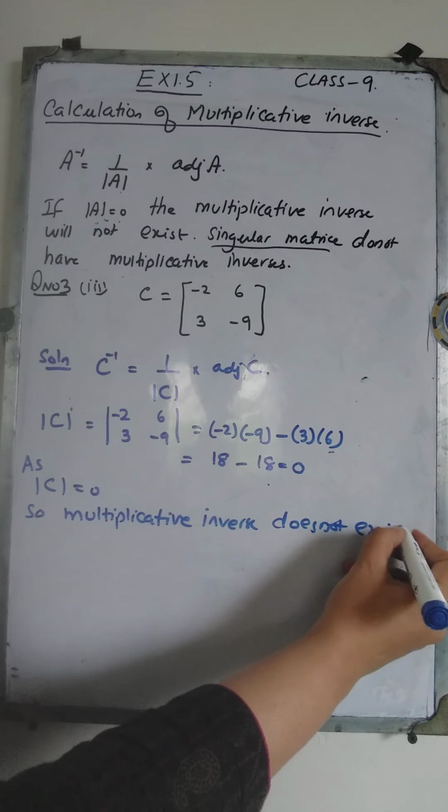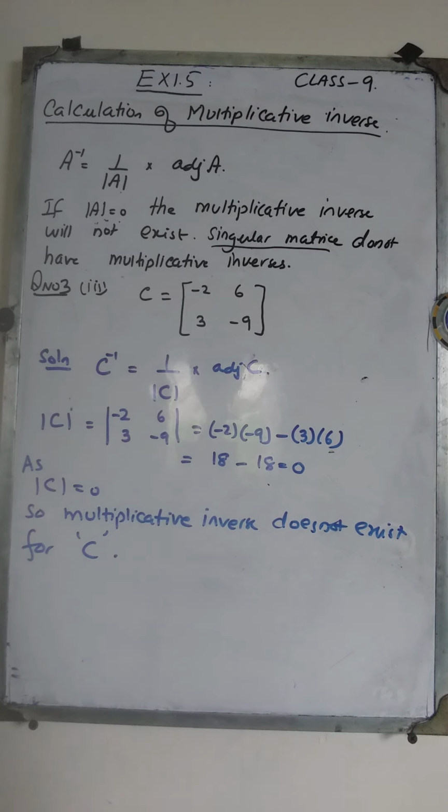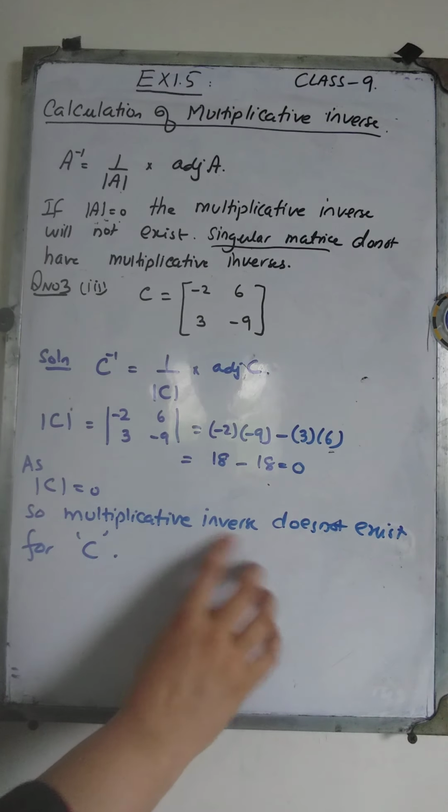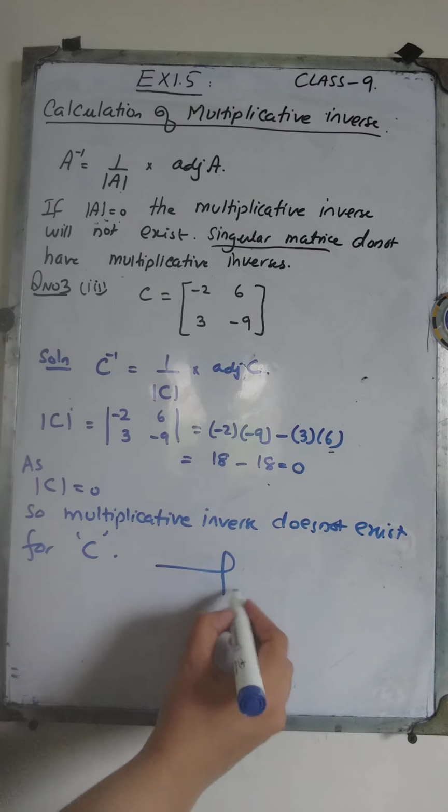The inverse does not exist for the matrix C. As it does not exist, obviously we can't find it. So C is a singular matrix, its determinant is equal to 0, therefore the multiplicative inverse will not exist. So the question will finish up here.